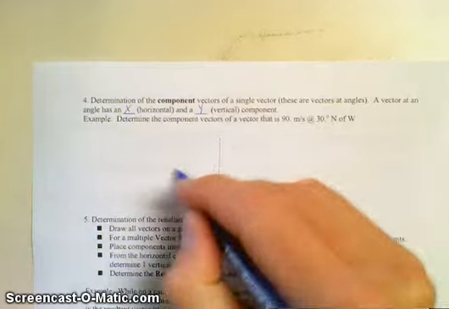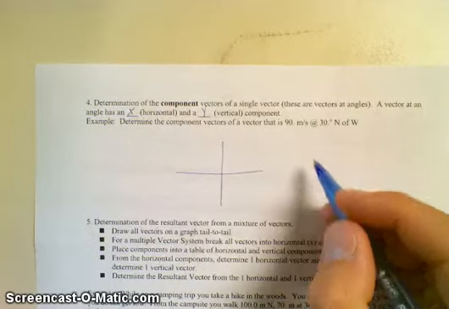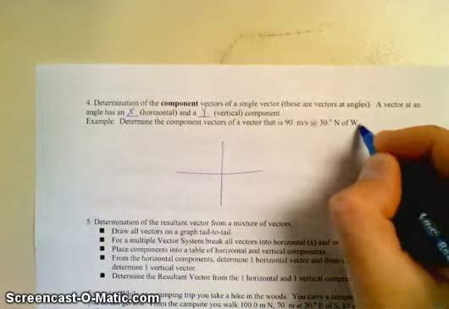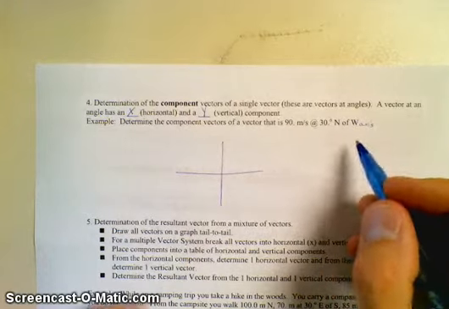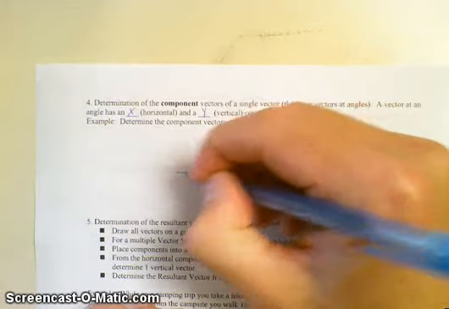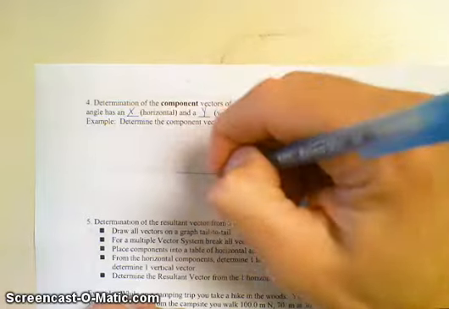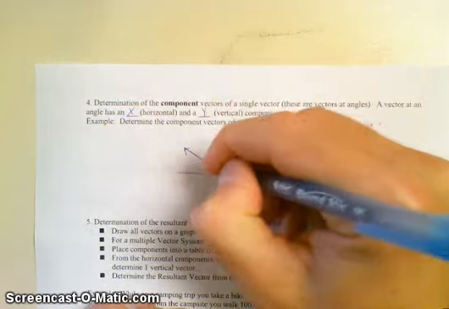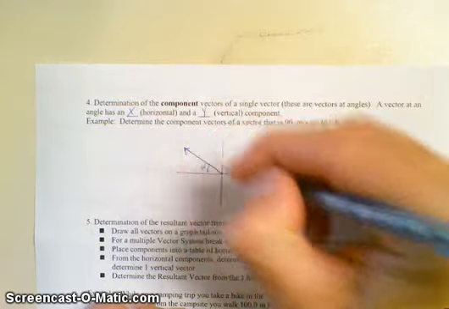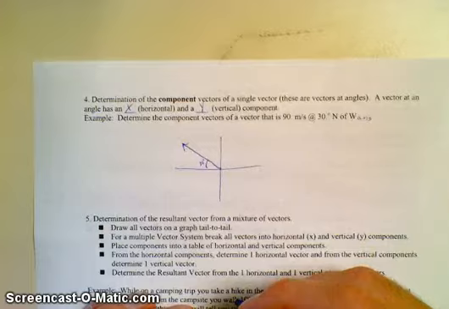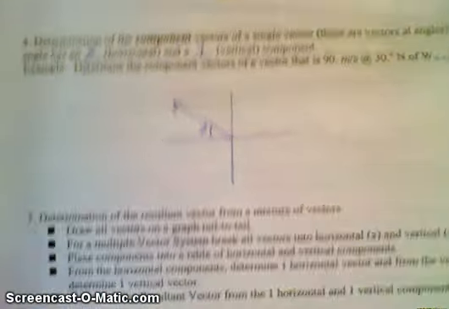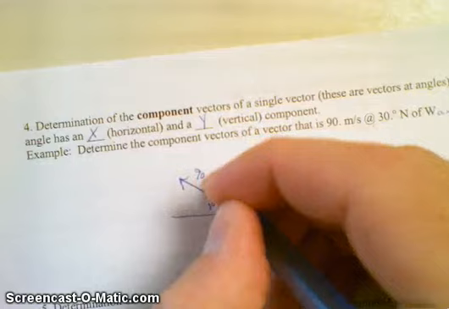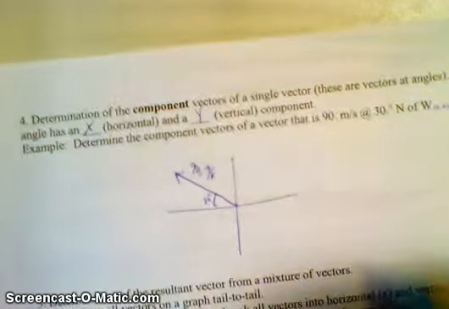So again, set up your coordinate system. North of west axis. So here's our west axis. We're going to be north of that by 30 degrees. Okay? Everybody see where that came from? What's the magnitude? 90 meters per second.